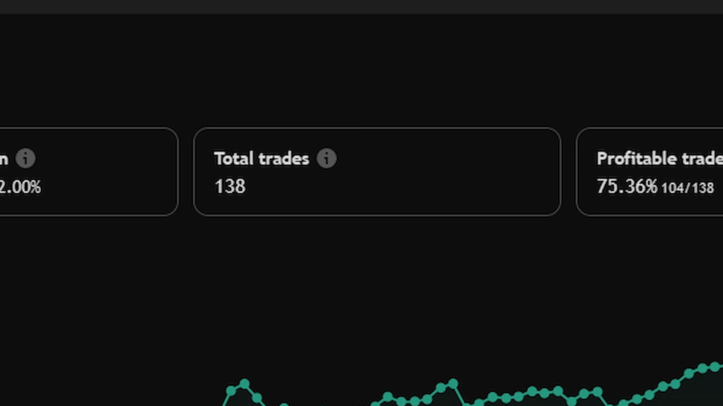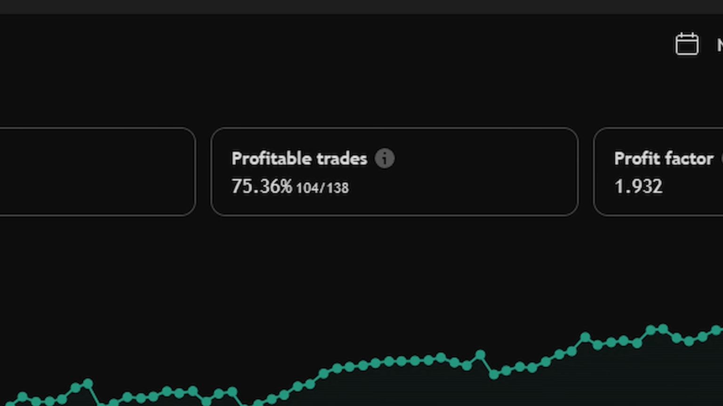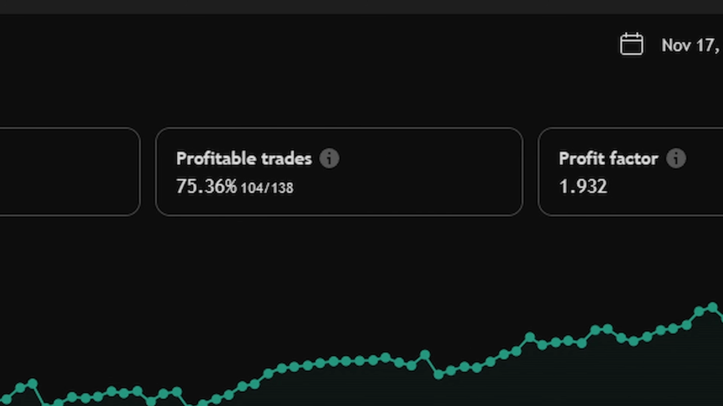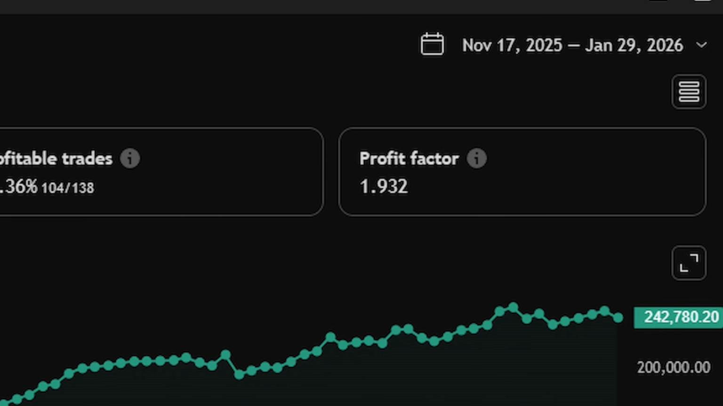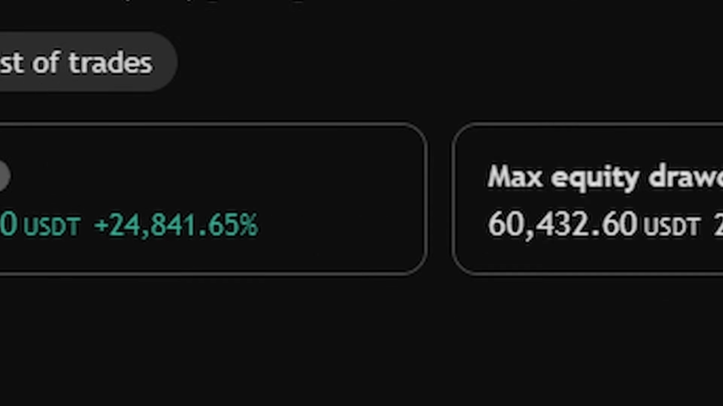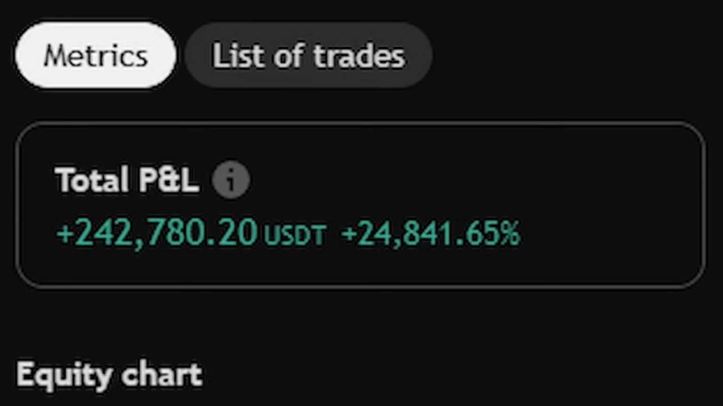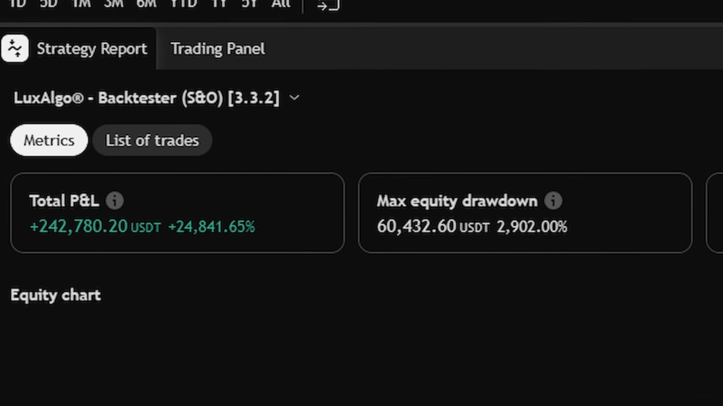The strategy was tested on 138 trades. That is a solid sample size, enough to judge consistency, not just a lucky streak. We can see a win rate of more than 75%. That already tells us the system is doing its job. The profit factor is 1.93. This means winning trades clearly outweigh losing trades. Looking at the total performance, using a 10x leverage, the strategy achieved a profit of plus 24,842%, all generated by the same rules we just discussed.